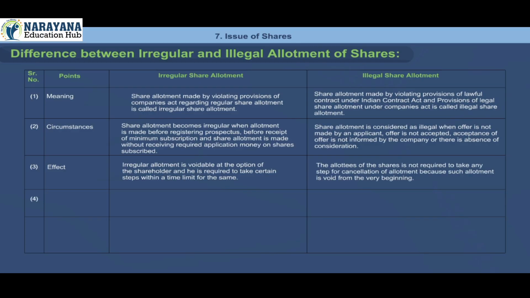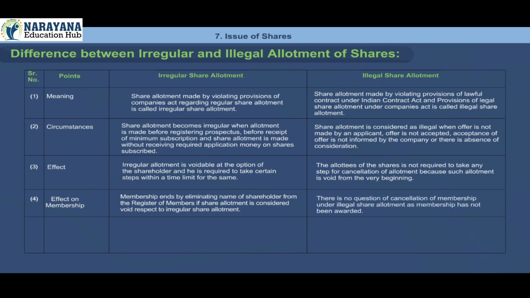Serial number 4. Points. Effect on membership. Irregular share allotment. Membership ends by eliminating name of shareholder from the register of members if share allotment is considered void with respect to irregular share allotment. Illegal share allotment. There is no question for cancellation of membership under illegal share allotment as membership has not been awarded.